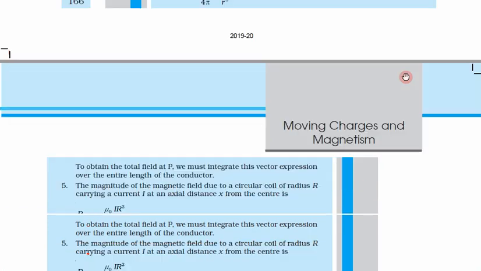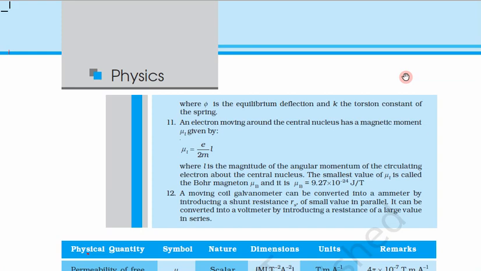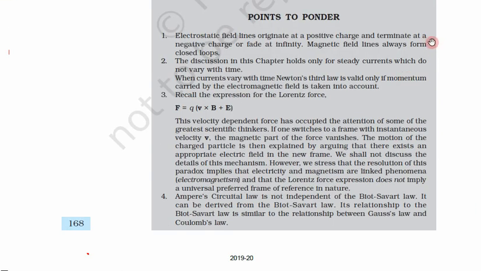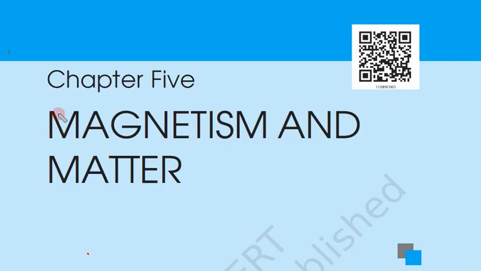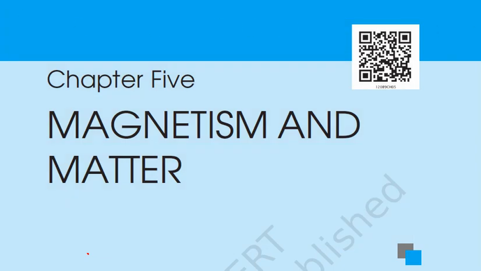We have completed 4 chapters and now we will start chapter 5. Please read this chapter properly, because it is a very important chapter and many questions are very important and they will come in the exams. Next chapter is chapter 5, magnetism and matter. In this chapter we will understand how magnetism occurs in different types of materials.